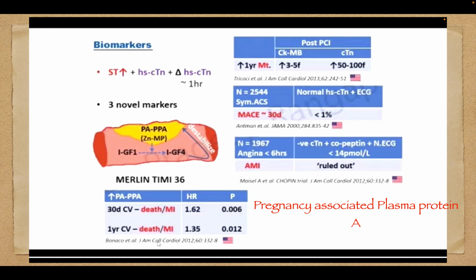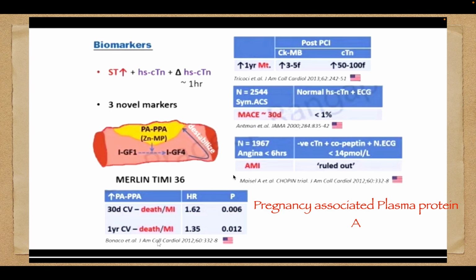Now, as far as ST elevation is concerned, the highly sensitive troponin is important. So, when you have an ST elevation on ECG with a positive, highly sensitive or specific cardiac troponin, the change of the cardiac troponins in the first hour is what should raise the suspicion of myocardial infarction or acute coronary syndrome.